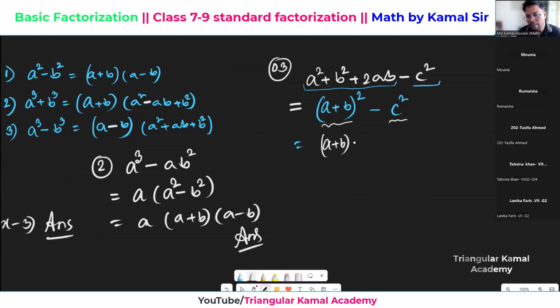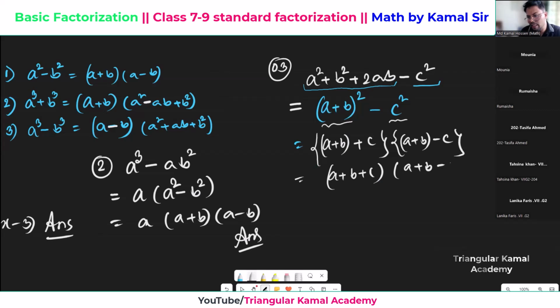(a plus b), this is the first factor, and (a minus b), and this is the second factor. So now inside the brackets you can do simplification: (a plus b plus c) and (a plus b minus c), and there are total two factors.